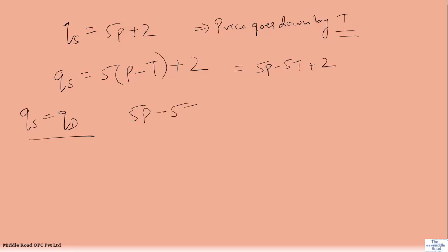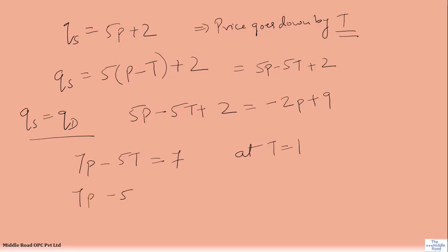Now you have 5P minus 5T plus 2 equal to the demand equation, which is minus 2P plus 9. Solve for P. On the left-hand side you have 7P minus 5T is equal to 7, which is 9 minus 2 is 7. Now you have a T, you can put T equal to 1. So if you put T equal to 1, you have 7P equal to 7 plus 5 equal to 12, or P is equal to 12 by 7.